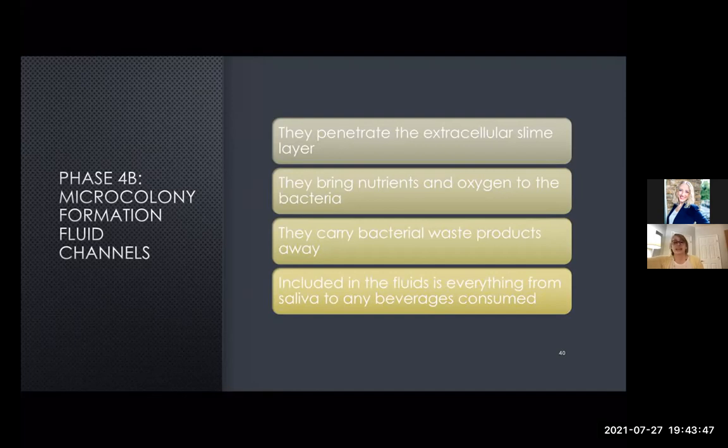Now, those fluid channels, they can penetrate the extracellular slime layer. So remember, the slime layer is built as a protection, but these fluid channels can get through because they're bringing nutrients and oxygen. Well, bacteria are living organisms. They need nutrients and oxygen to survive. So these fluid channels are just taking it through. They also take out bacterial waste products. So this can be beverages that we drink, it can be saliva, it can be any liquid in the mouth that is helping to create these fluid channels.